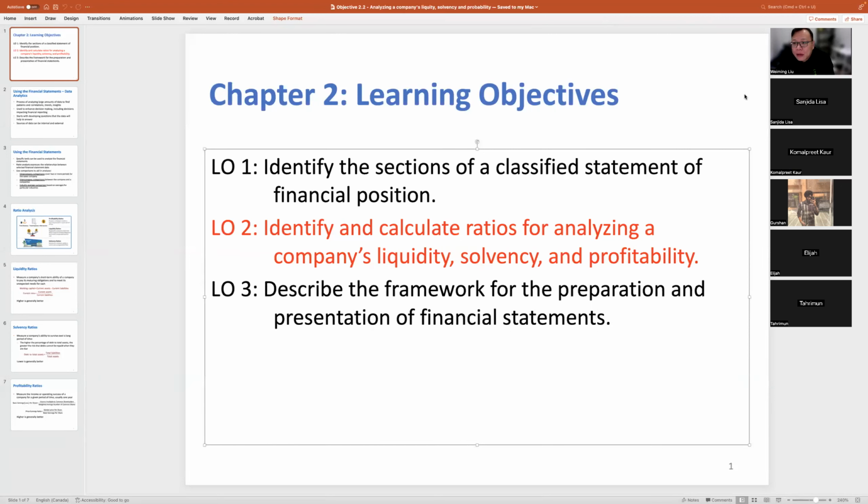Okay, so we are working on the second learning objective for chapter 2. This is about identifying and calculating ratios for analyzing companies' liquidity, solvency, and profitability. So what's a company's liquidity?